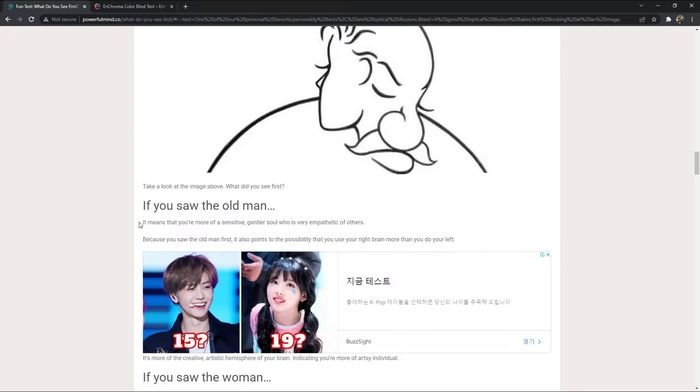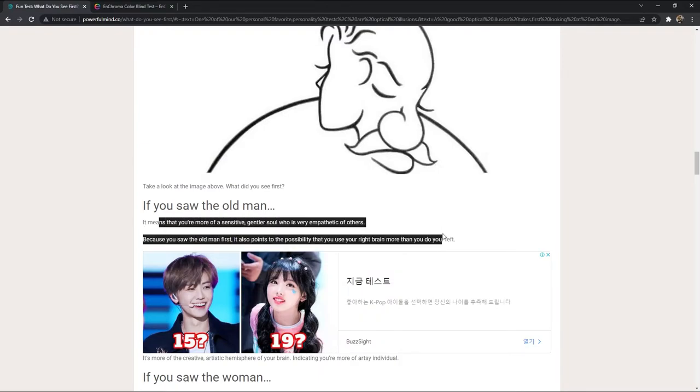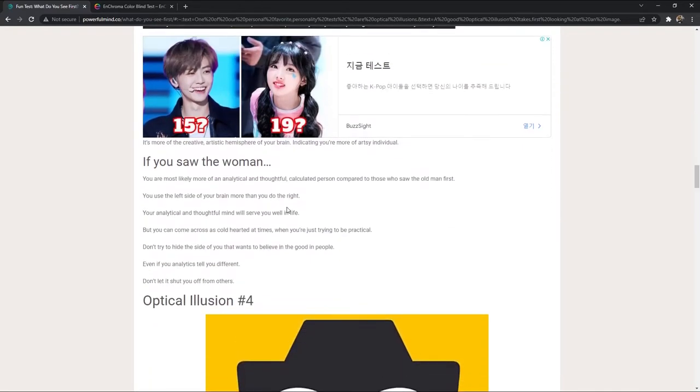If you saw the old man, it means you're more of a sensitive, gentler soul who is very empathetic of others because you saw the old man first. I don't think that's any of us. Yeah, fair enough. Didn't you say you saw the man first, Nick? No, I said I saw the female. Oh. Who saw the man? Wait, Andy, didn't you? No, I saw the female first, yeah. Okay, all of us saw the female first. Yeah, female. Okay. I'll let you guys read the female one.